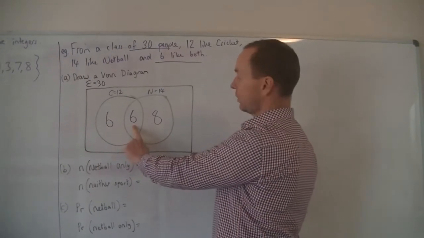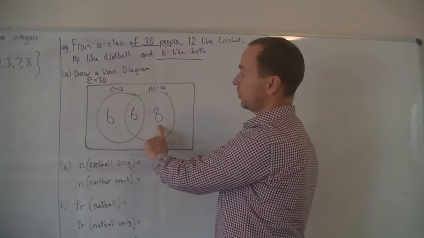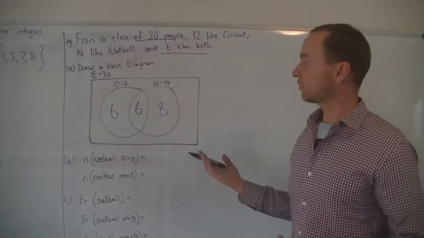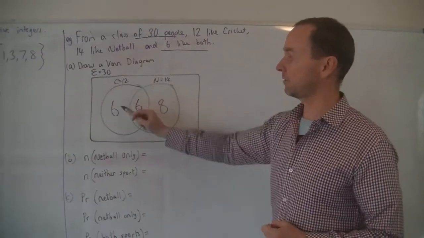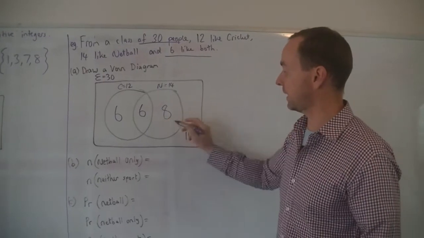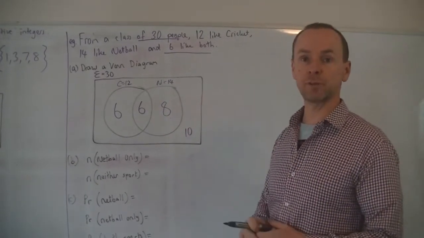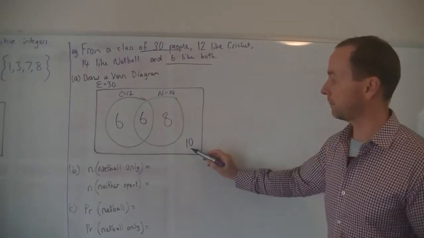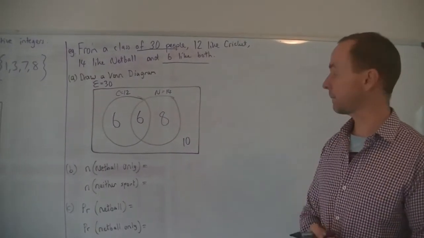6 and 6 is 12, 12 and 8 is 20. But we have 30 people in our class. So 20 people are involved in these sports. Where are the other 10? So the other 10 are outside both these sets. They're the ones that like reading books and stuff like that. So they are not playing cricket or netball. So there's 10 people outside those 2 elements there.